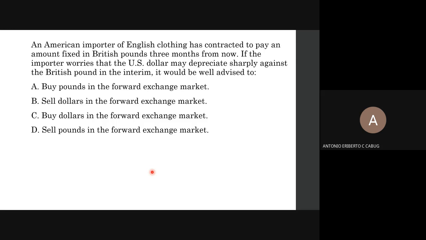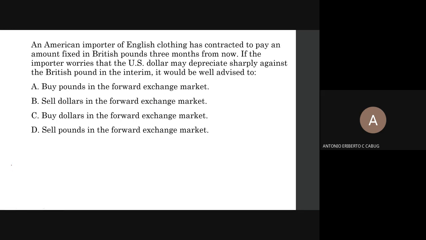Everyone, please enter your answers. So you have here an American importer of English clothing. So this American is an importer, meaning to say, buyer siya. He has a payable, no? Contracted to pay an amount fixed in British pounds 3 months from now. Okay ba? Okay, that's clear. Now, the importer worries that the US dollar may depreciate sharply against the British pound in the interim. It would be well advised to blank.